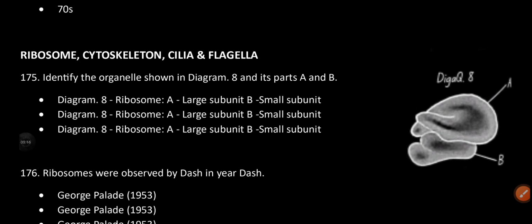Ribosome, cytoskeleton, cilia and flagella. Identify the organelle found in diagram 8 and its parts A and B. 8 is ribosome, A large subunit, B small subunit.